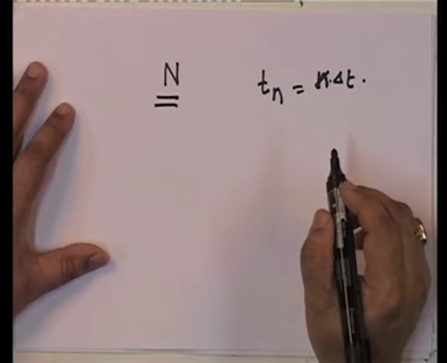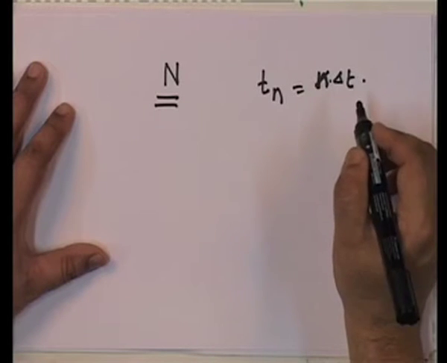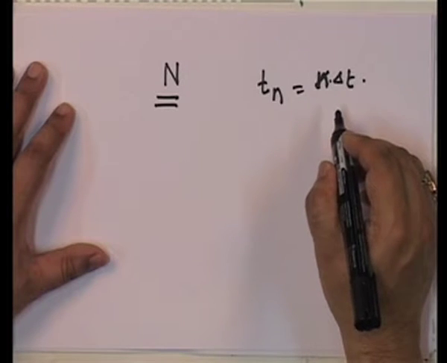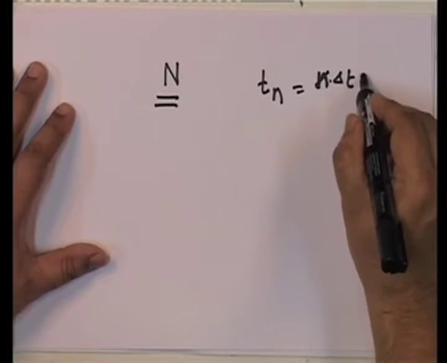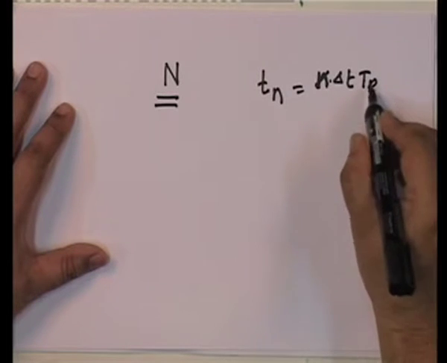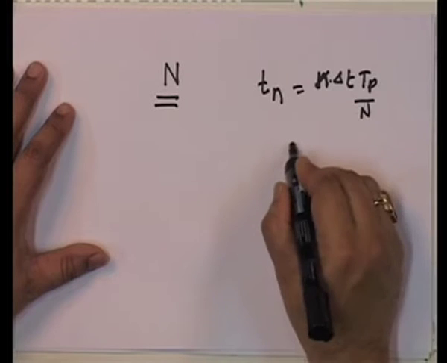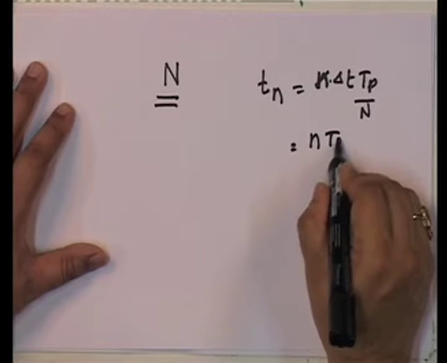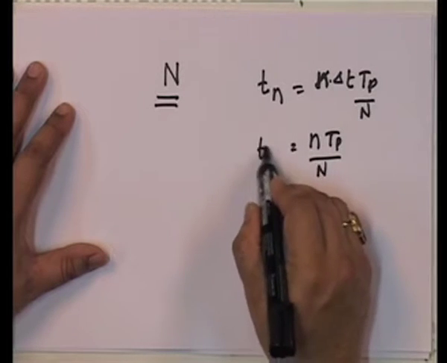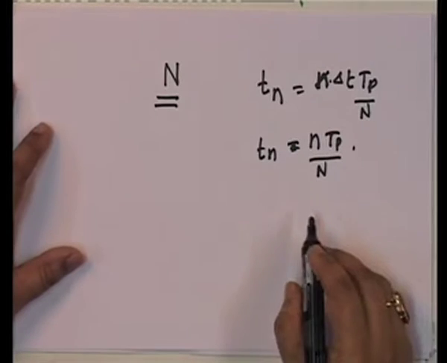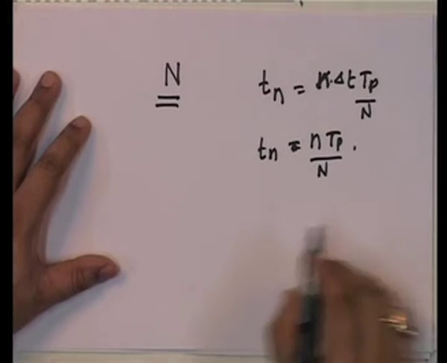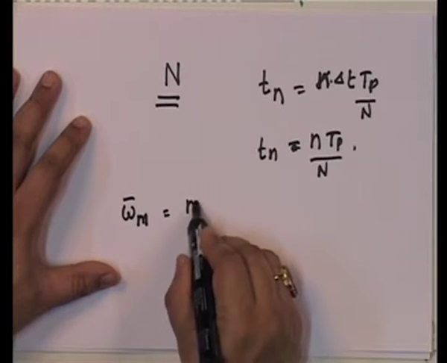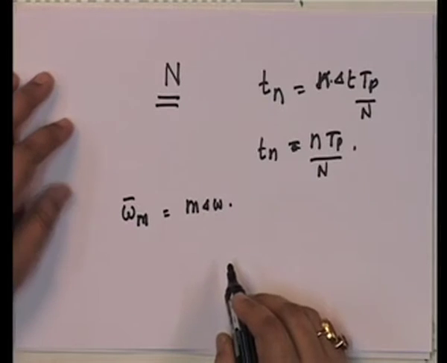Okay. And you see, therefore, n times delta t, and delta t is equal to Tp upon N. So this becomes n Tp upon N, that is my T_n. Okay. Similarly, if I want to look at omega bar_m, that is equal to m into delta omega bar.